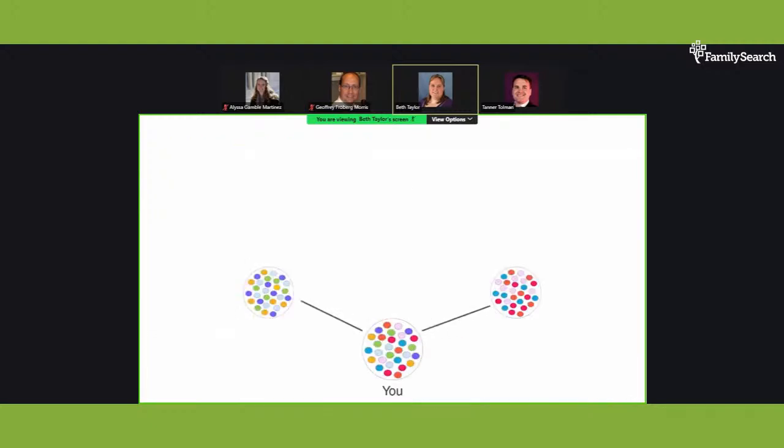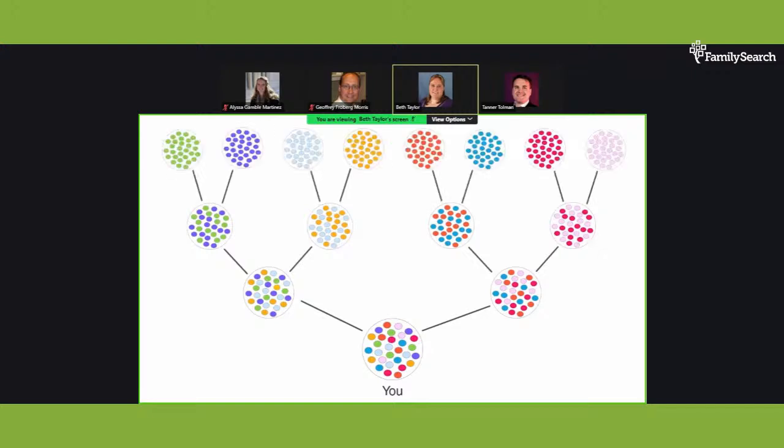So think about it: here's you and all of your DNA, and your DNA is kind of a mashup of the DNA from your parents, your grandparents, your great-grandparents, and so forth. So you are inheriting that DNA from your ancestors.